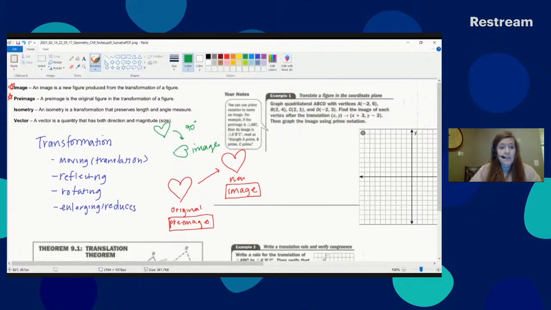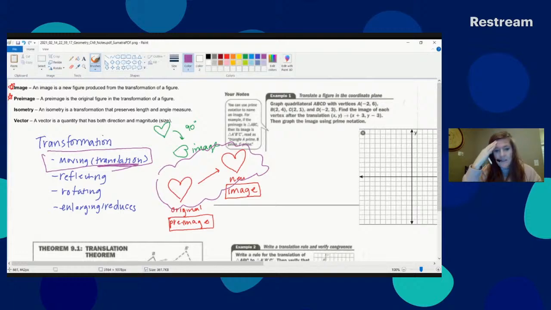In 9.1, what we're really interested in is just moving things, which we're calling translations. So we're not going to talk about reflection, rotation, enlarging, or reducing in this section. We're just focusing on translation, where you have an object, a shape, and you're just moving it somewhere else. We'll talk about all the different ways we can use math words to translate. This section is actually really easy. It's really just about understanding the terminology behind it.